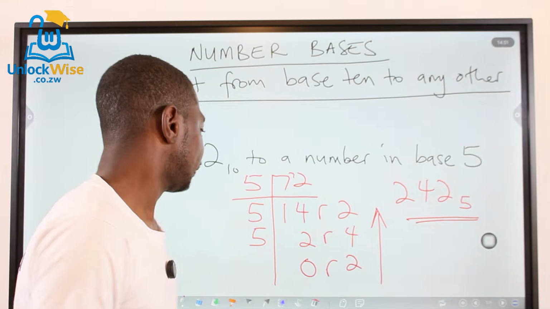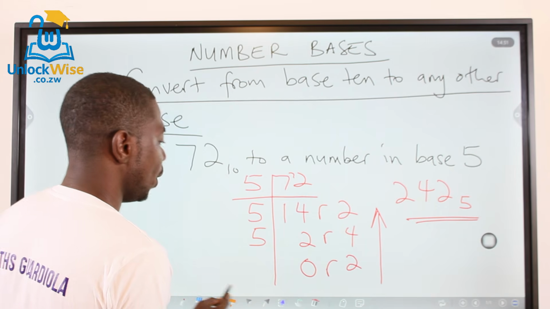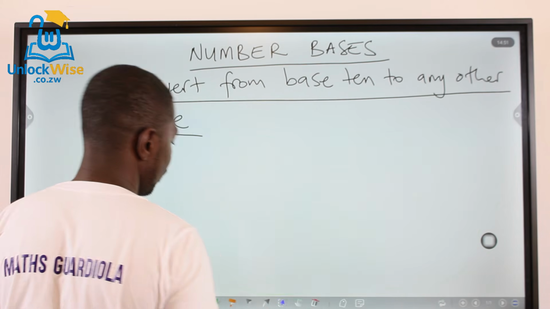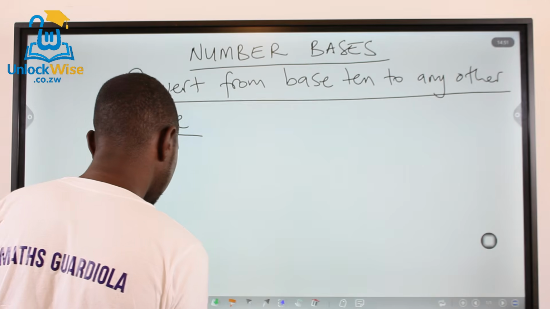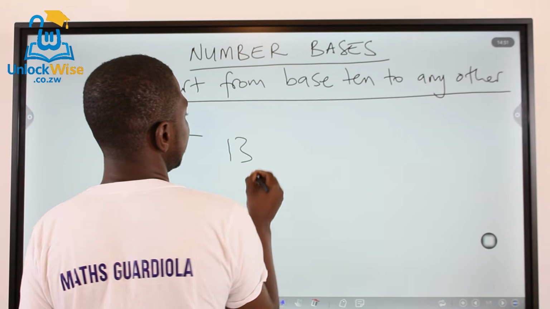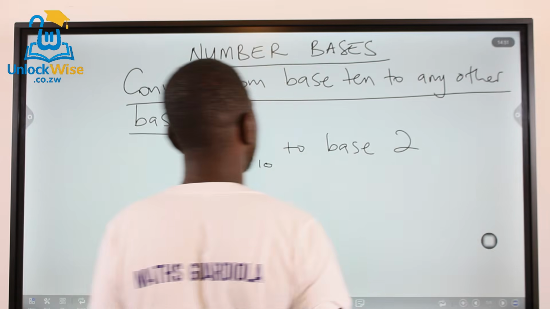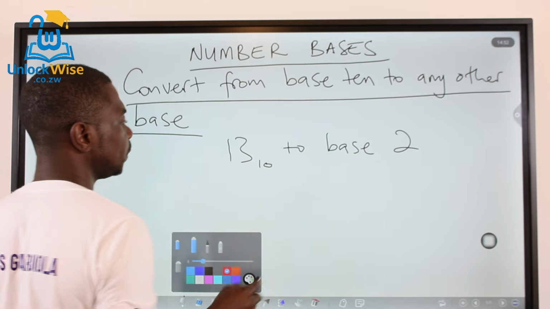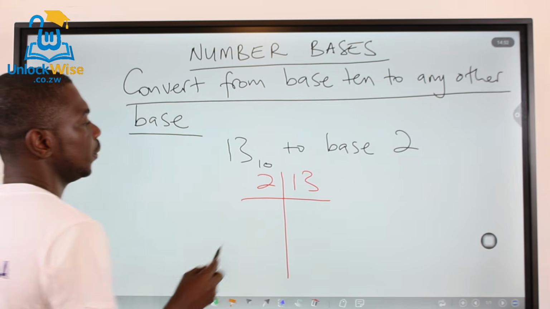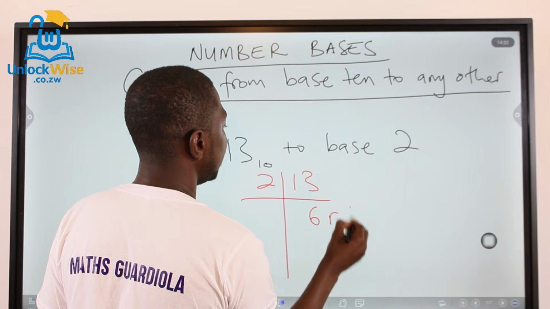So let me just do one more example, and then we move on. We want to convert 13, which is in base 10, to base 2. So we are going to divide 13 by our new base number, which is 2. 2 into 13, we will get 6, remainder 1.